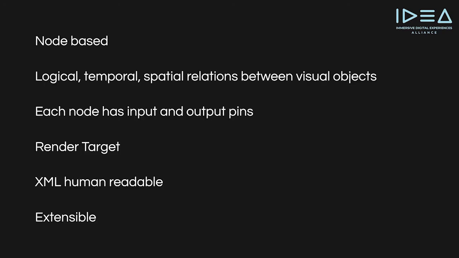The ITMF scene graph component of the specifications is a node-based scene graph that describes logical, temporal, and spatial relations between visual objects in a scene. Each node has input and output pins that ultimately lead to a render target, providing an interface for the final visual output during serialization. It is encoded using human-readable XML. And finally, with Lua scripted node graph functionality, it's extensible with Lua scripts that can also interact with C or C++ code, for example, with the foreign function interface, or FFI, that is built in. With IDEA, we're looking at streaming and applying contemporary compression techniques as well.